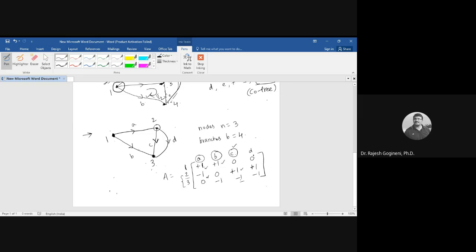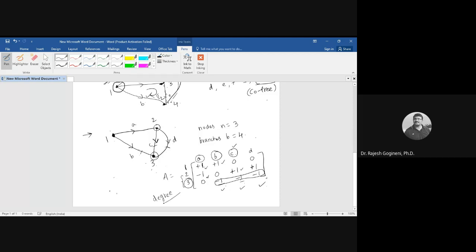And if you observe the rows, what about the rows? Row gives the number of branches incident on each node. If you see node 3, it shows 3 entries: B, C, D. But all are -1. -1 means 3 branches are approaching node 3. So this is called the degree of the node.